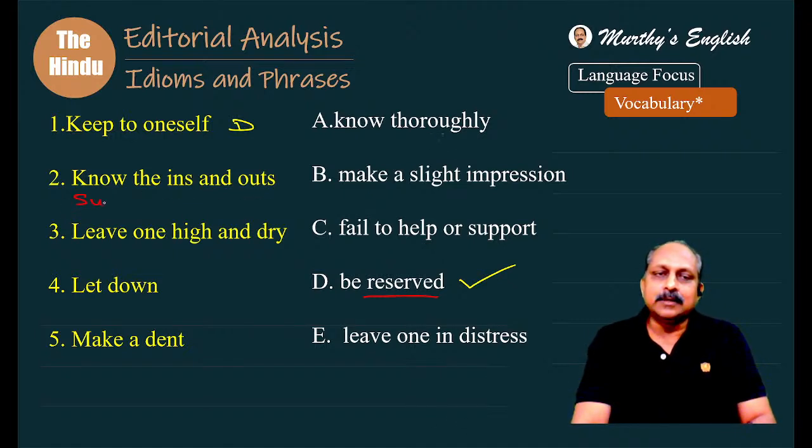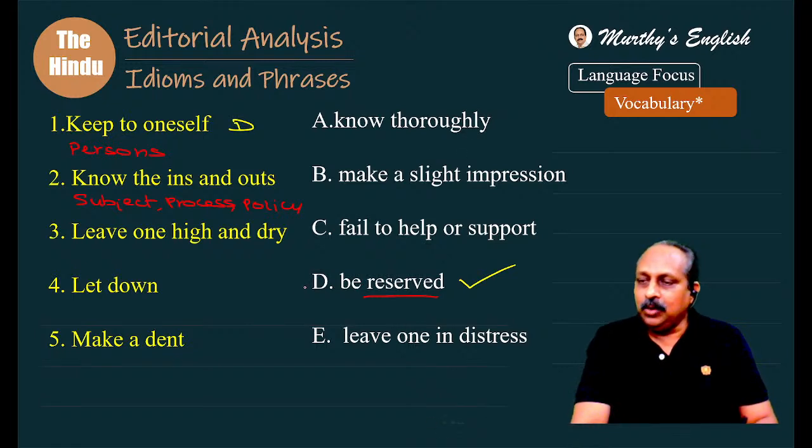Know the ins and outs of something. Usually it goes with subject, process, policy, and the first one goes with persons. What does it mean? Know the ins and outs of something. Know thoroughly. I know the ins and outs of the procedure. I know the procedure thoroughly.